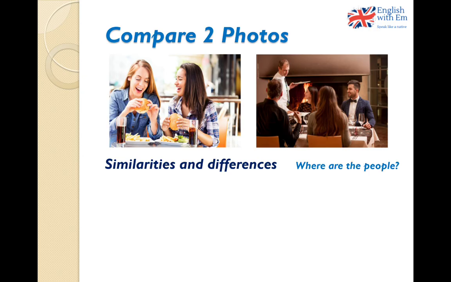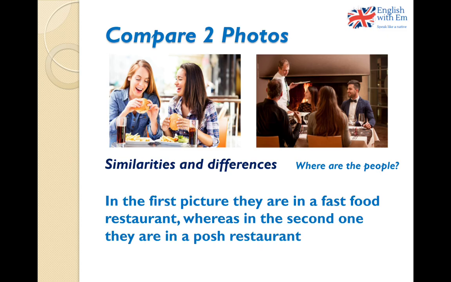Where are the people? In the first picture, they're in a fast food restaurant, whereas in the second one, they're in a posh restaurant. We use whereas to show a contrast. So whereas is like but, it's a higher level word, and so will sort of boost your level. If you were doing a B1 exam, then we would expect to hear but. For B2 and above, we really need more range of vocabulary, and whereas is a good word to use.